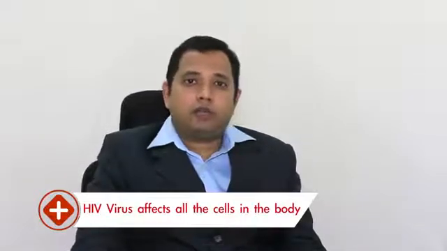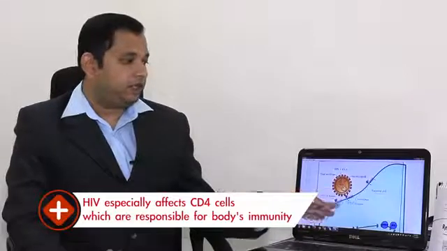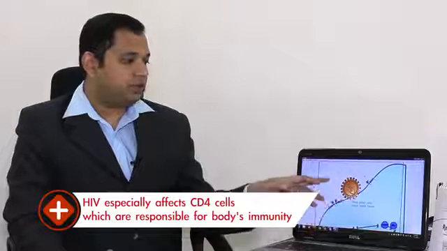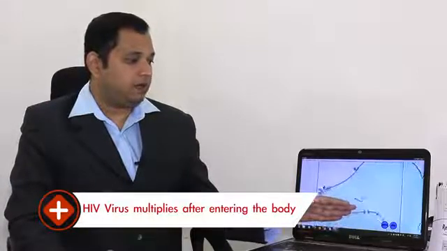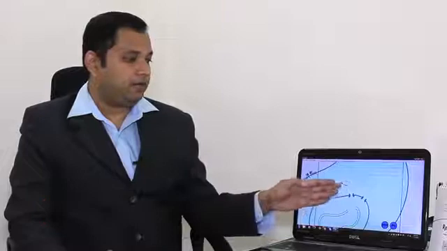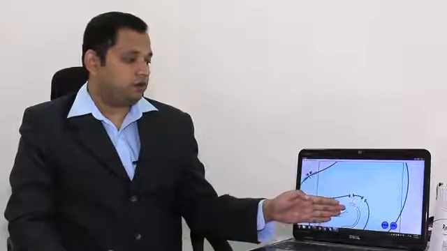I'll be just showing you a short video of how the virus infects the cells in the body. This is the virus, the human immunodeficiency virus, which infects all the cells in our body. It especially infects the CD4 cells, which are responsible for the immunity of the person. Once the virus enters the cell, it will multiply. It will first replicate, and from RNA it becomes DNA. And this DNA then copies itself into our nucleus, and then it starts multiplying.